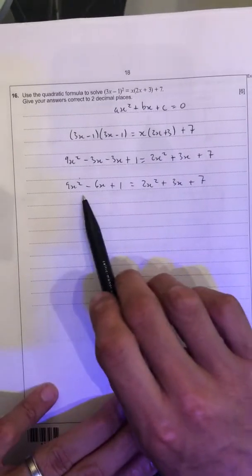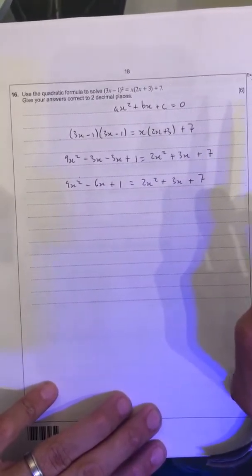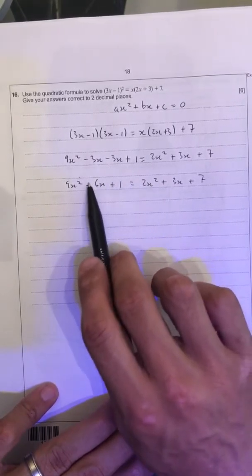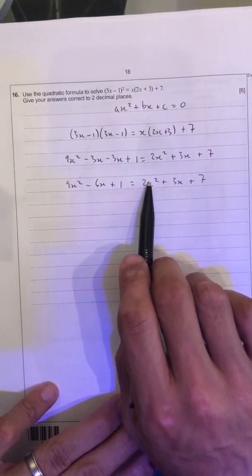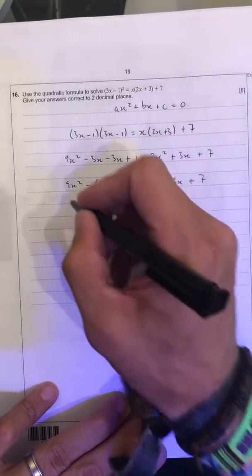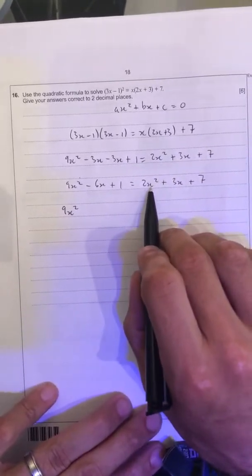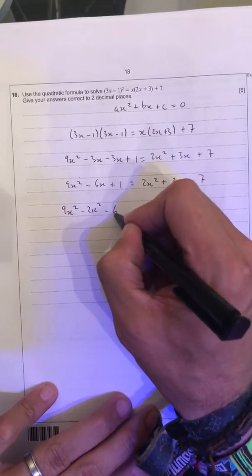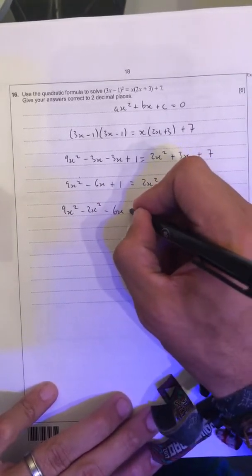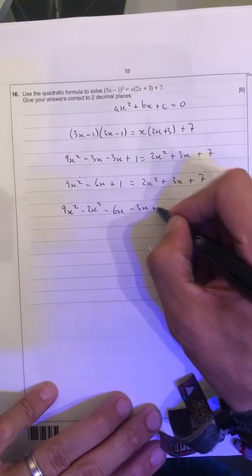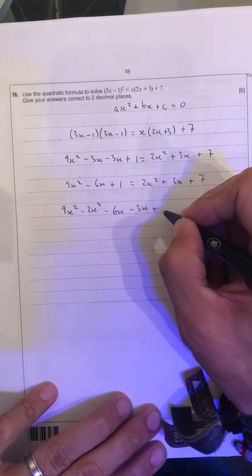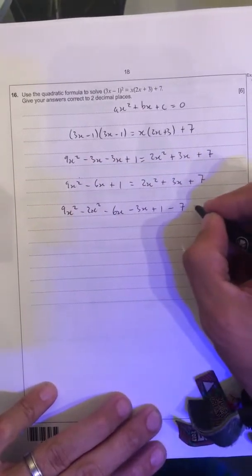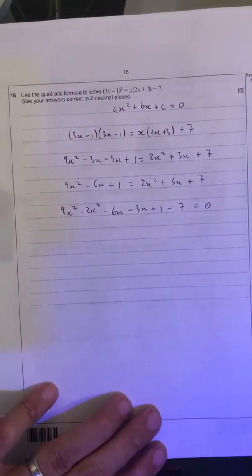What I need to do now is either take this over there or bring this over here to put it equal to 0. Well, as I've got a 2x squared here, it'd be better for me to bring this over here. If I try to do it the other way, I'm going to end up with negative 7 on this side. So if I bring all this over the other side, the plus 2x squared becomes minus 2x squared. I've got minus 6x, and then if I bring the plus 3x over, that's going to become minus 3x. And then I've got a plus 1, and if I bring the plus 7 over, that's going to give me minus 7. And then because I brought all this over to the other side, there's nothing left on the right hand side, so we can put it equal to 0.